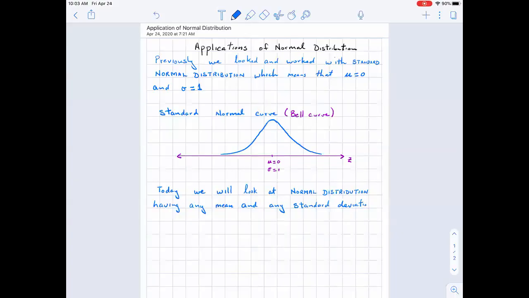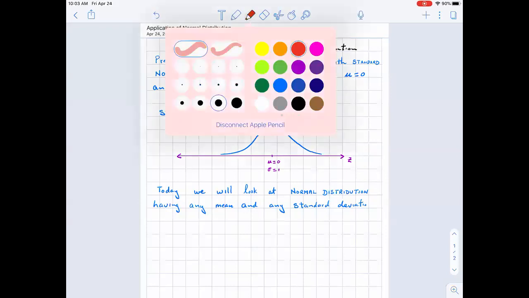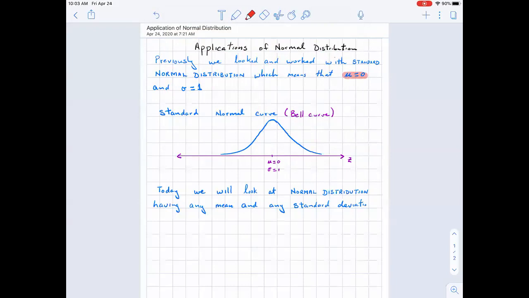Today we'll continue applications of normal distribution. Previously we worked with the standard normal distribution, and that means that mu is equal to 0 and the standard deviation is 1. So in the middle of the curve you have these two things. Okay, that is your standard normal curve.